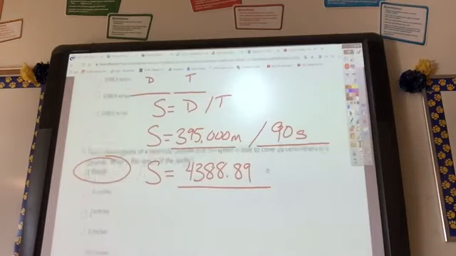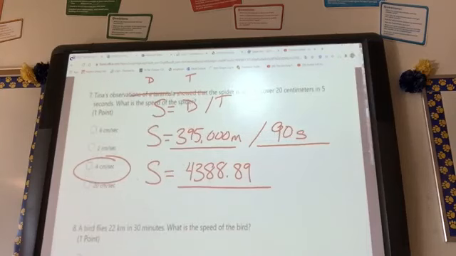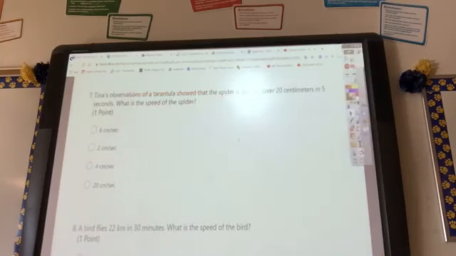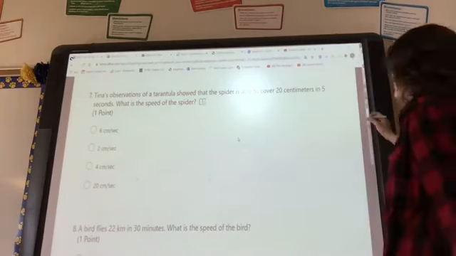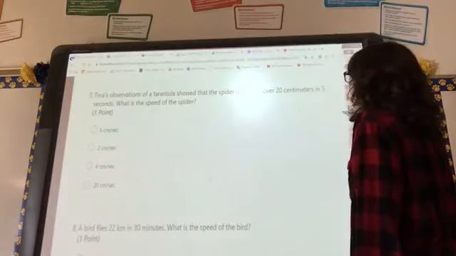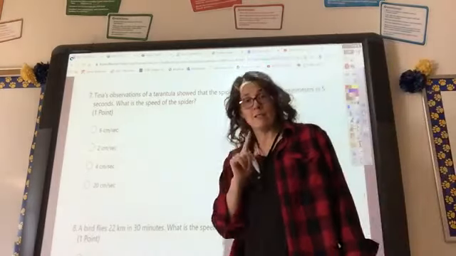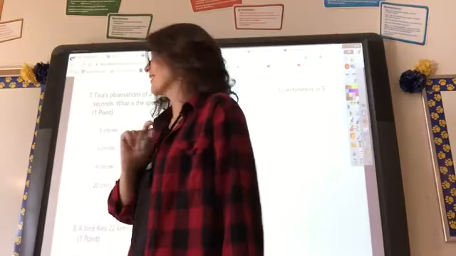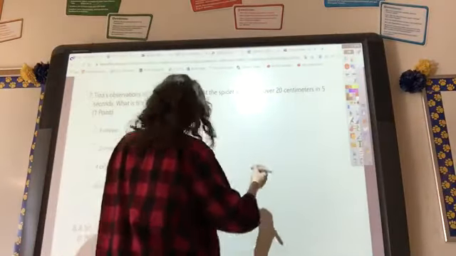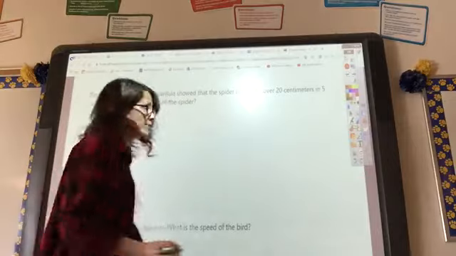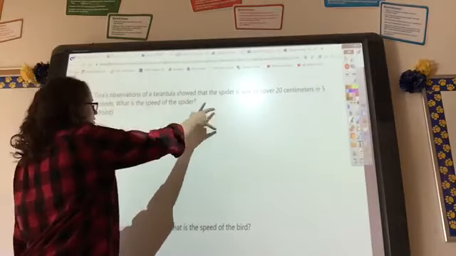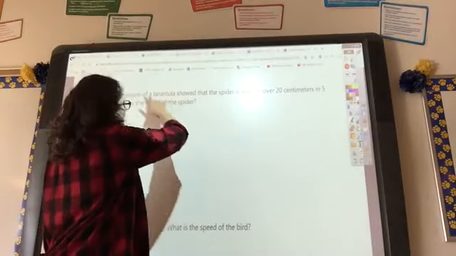Number 7 says, Tina's observation of a tarantula showed the spider able to cover 20 centimeters in 5 seconds. What is the speed of the spider? First, let me just say ew, because I don't want anything to do with the tarantula. But that's okay. I don't have to do anything with it but figure out its speed, right? So, just like all the other questions, we need to find the distance and the time.